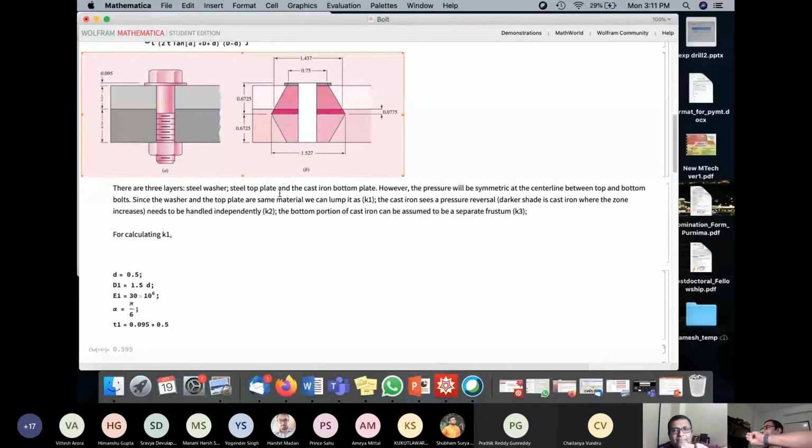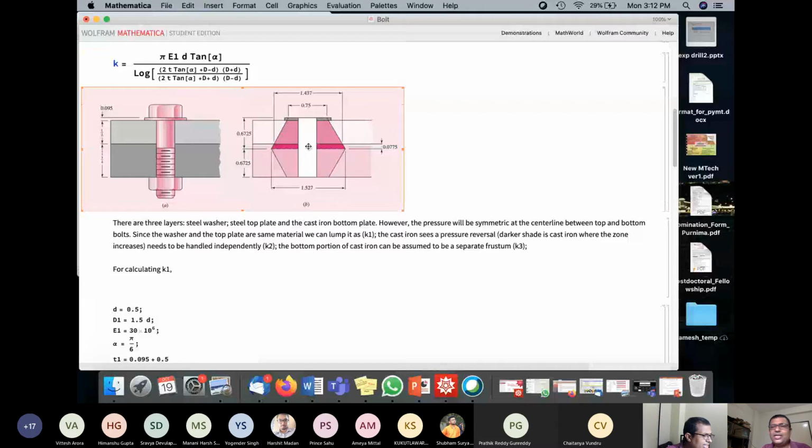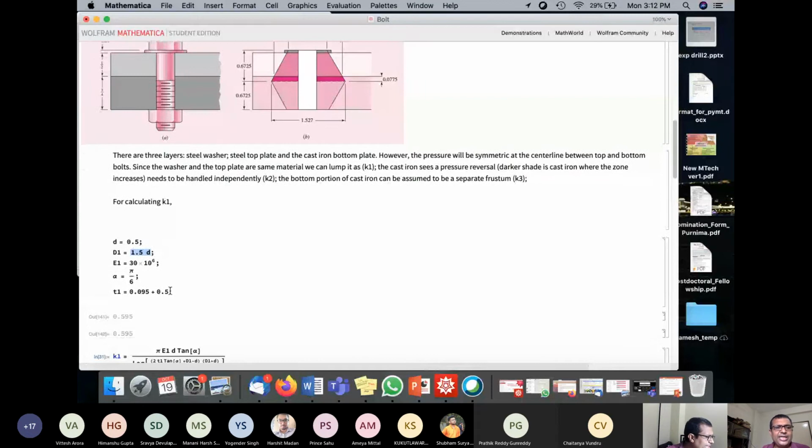So I can use these three segments as K1, K2, and K3, and these will be in series. Let's find the first one. The first diameter is 0.5. I know the bolt head diameter is W equals 1.5 times D. So this will be the total area which the bolt head is compressing. Then I have 30 degrees. The first one comprises both the washer and the top layer, so the washer is 0.095 and 0.5.